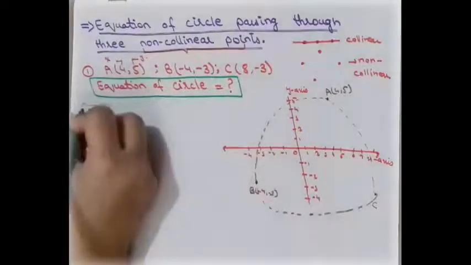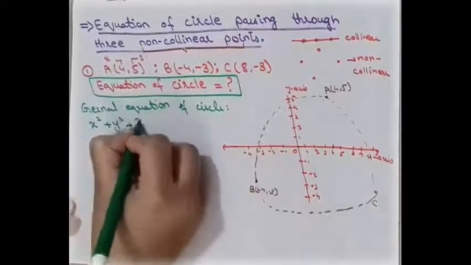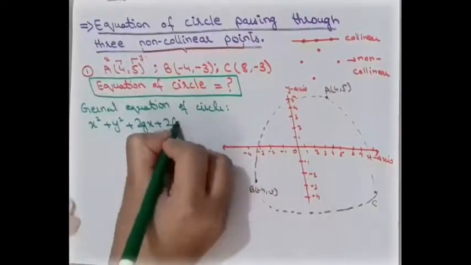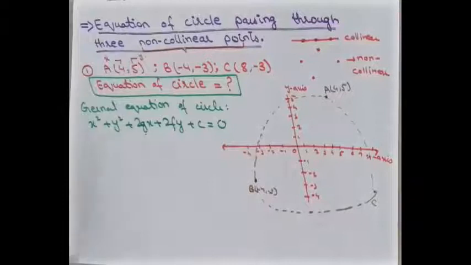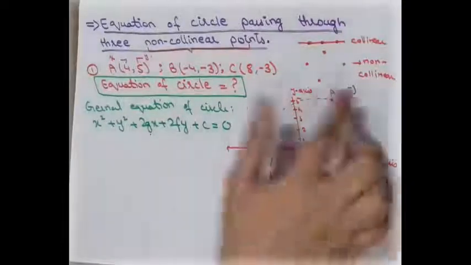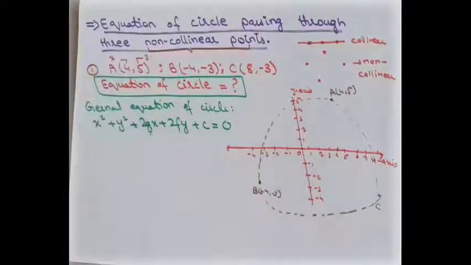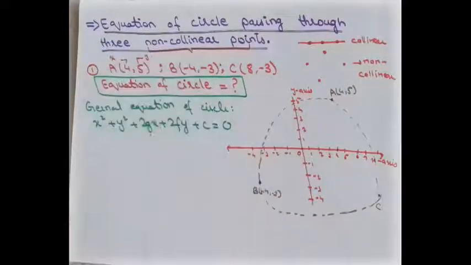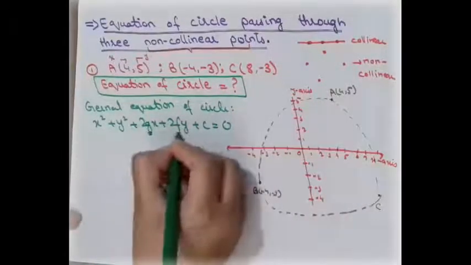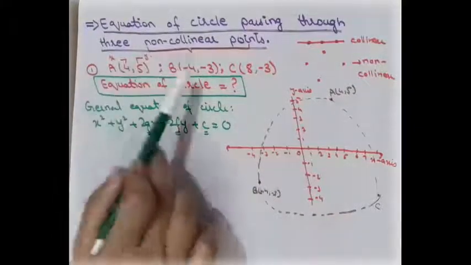For this, write the general equation of a circle: x square plus y square plus 2gx plus 2fy plus c, which is equal to 0, where g, f and c are constants. As these 3 points lie on the circle that we draw here, they must satisfy this general equation of a circle. So for this, put these 3 points one by one in this equation. Our aim is just to calculate the values of g, f and c, and then put them back in this equation to get the final equation of a circle by using these 3 points.